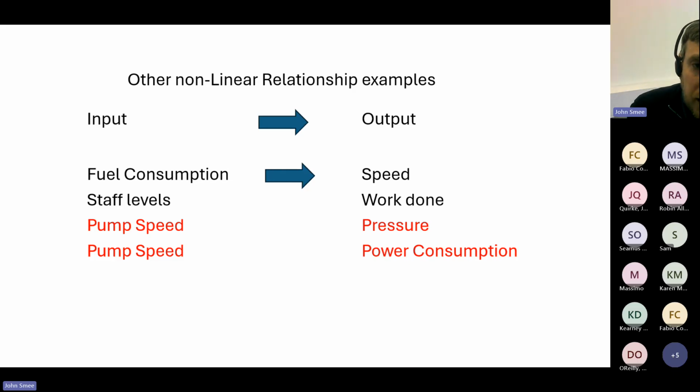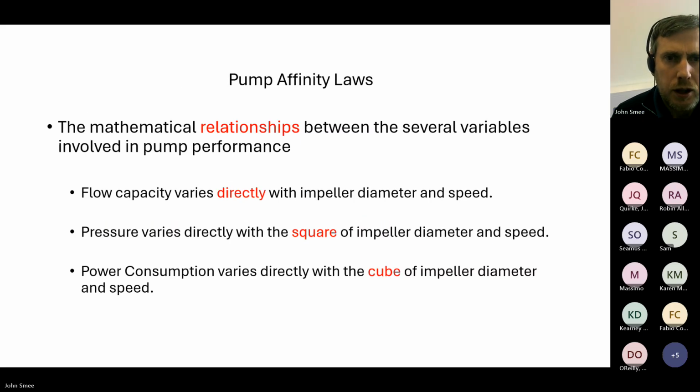Pump speed and pressure is a non-linear relationship, and we're going to look at that in a little bit more detail shortly. But what it means is that it's not directly proportional. It doesn't form a straight line on a graph in the same way the other linear relationships did. And again, pump speed and power consumption, non-linear relationship, and we're going to talk about how this works in a minute or two.